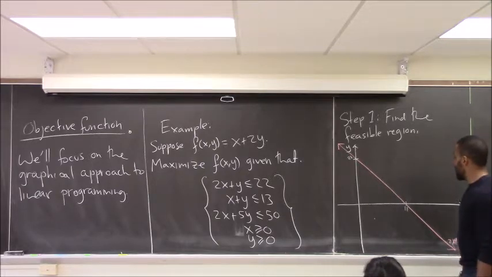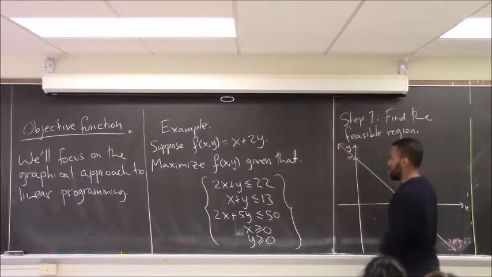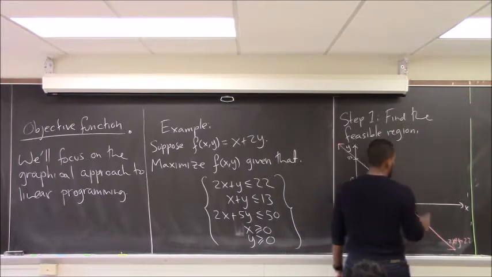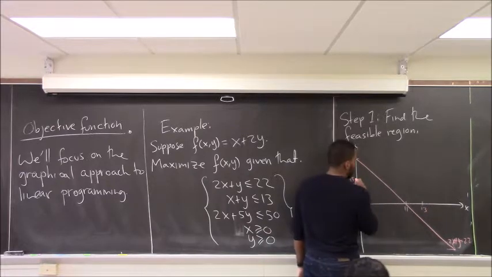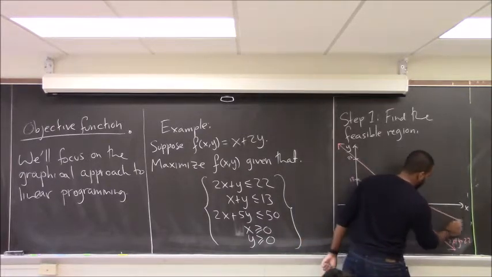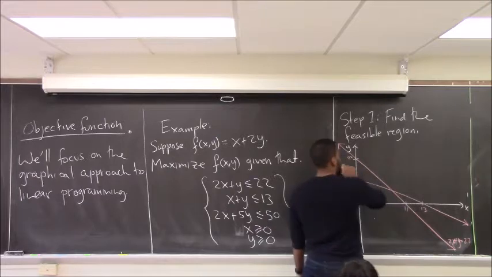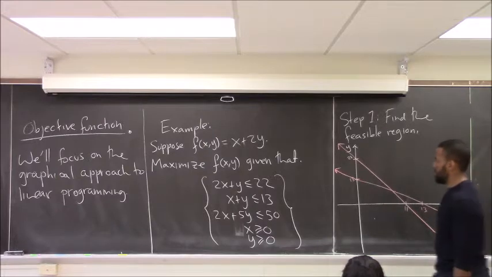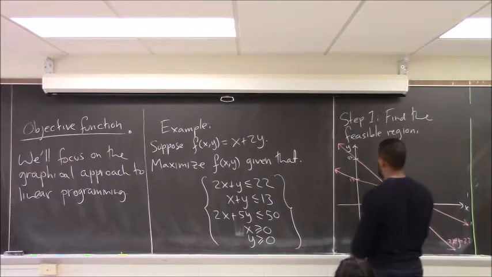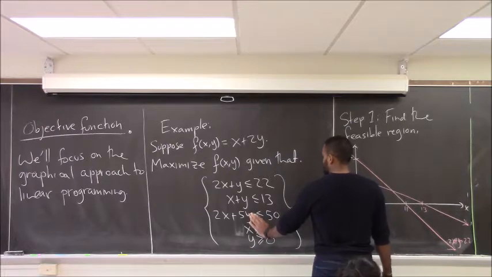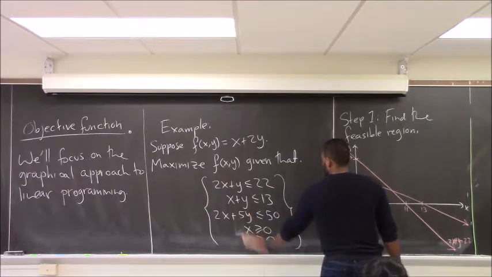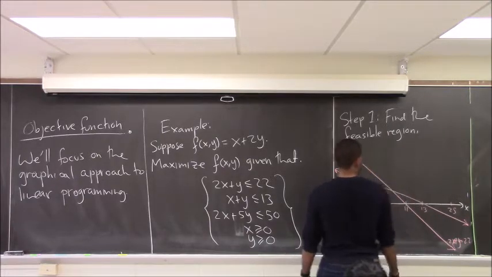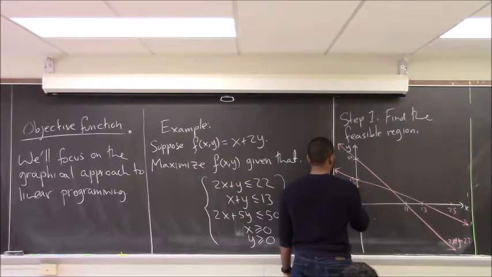Then I will have x and y equals 13 respectively. Let's put 13 over here. So I have that. I need 2x plus 5y equals 50. So my x is going to be 25. Put 25 over here. And my y is going to be 10. Put that over here.